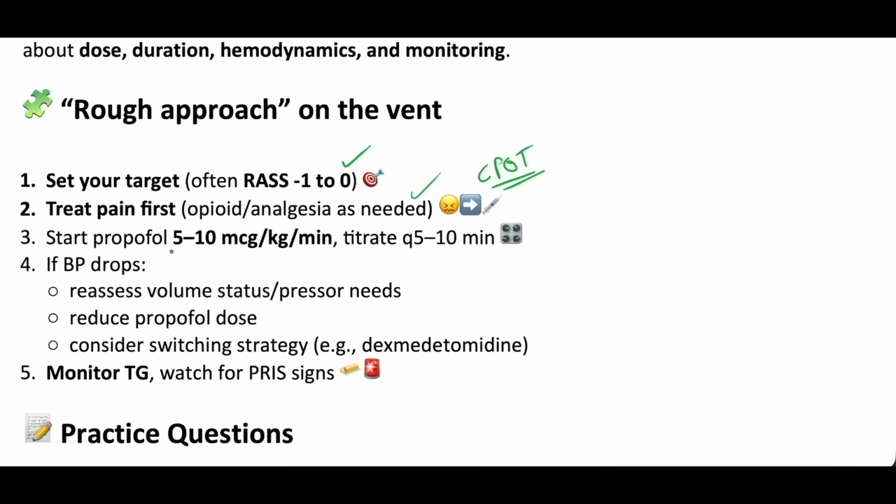Start propofol. Typical starting doses from an educational standpoint are 5 to 10 micrograms per kilogram per minute. You can titrate every 5 to 10 minutes. If blood pressure drops, reassess volume status. Consider reducing propofol dose if you need to. You could switch strategies if a patient is amenable to another strategy. Monitor triglycerides. Watch for signs of PRIS.